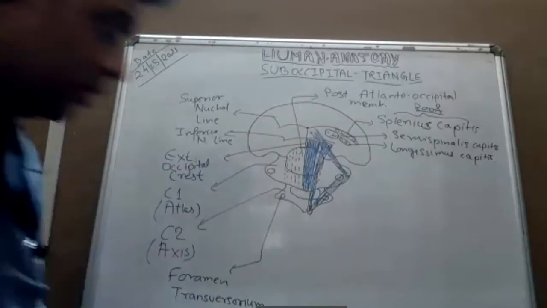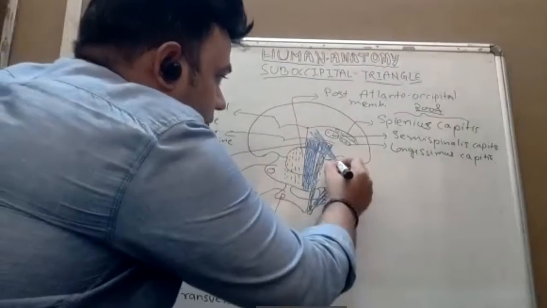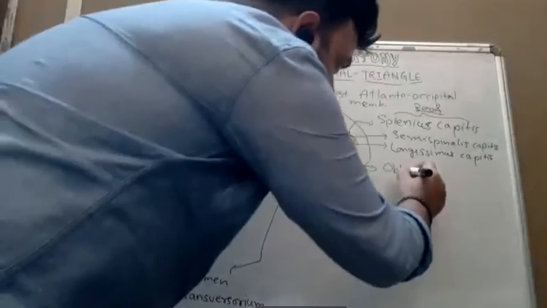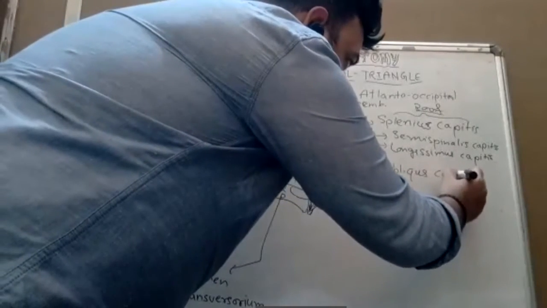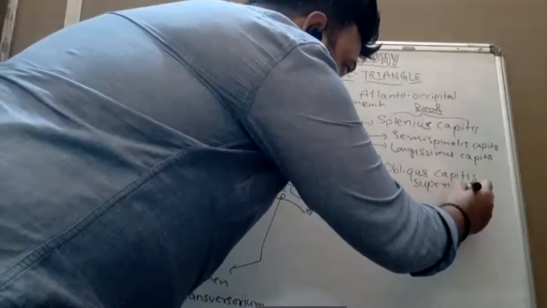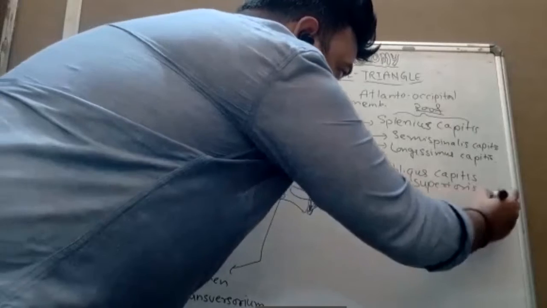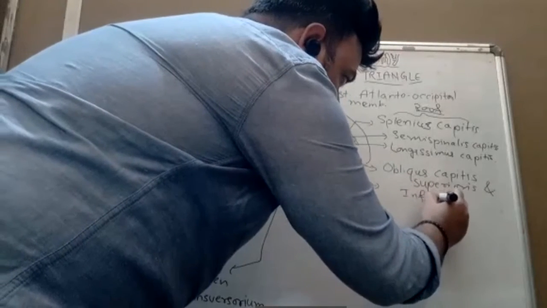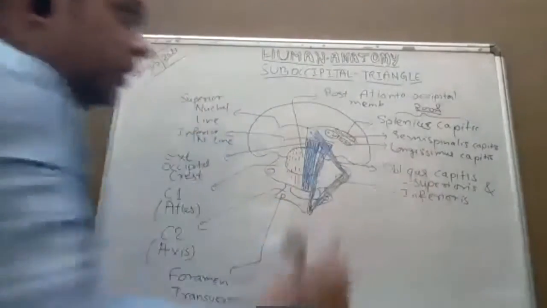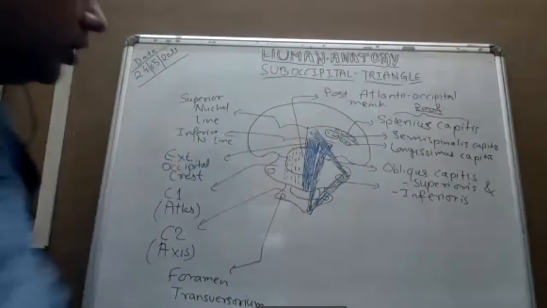Now I will label these muscles. So this is obliquus capitis superioris, and this is inferioris. The common name is obliquus capitis superioris and inferioris. Got it? Then we'll come to the medial boundary.